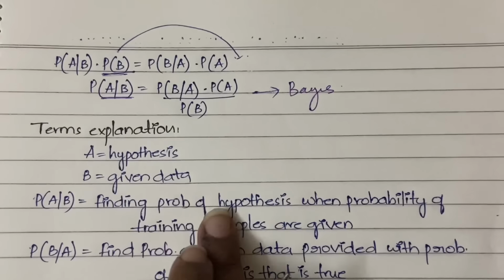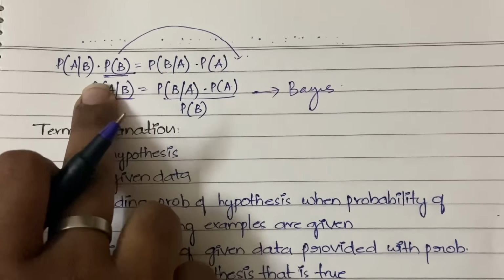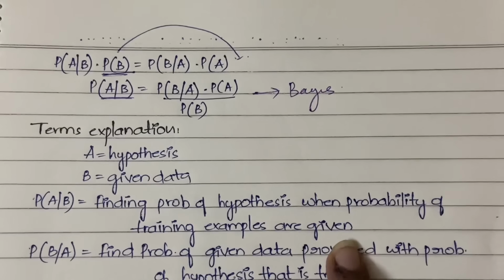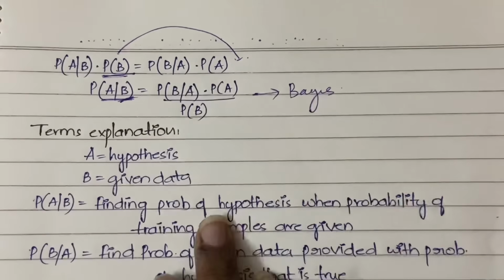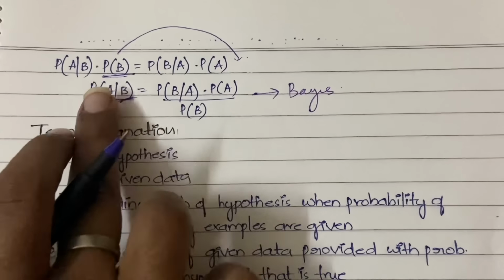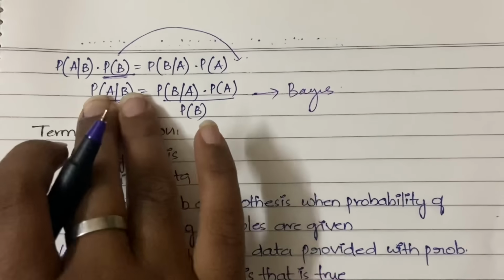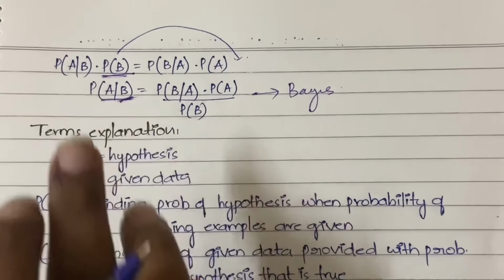You need to find the probability of hypothesis, that is A, when the probability of training examples are given. Okay, so B has already occurred, right? P of A by B means you need to find out the probability of A given that B is given to you. So that is P of A by B.